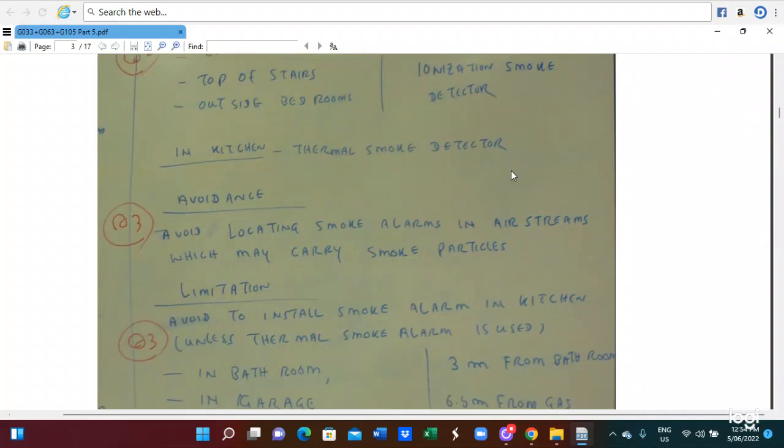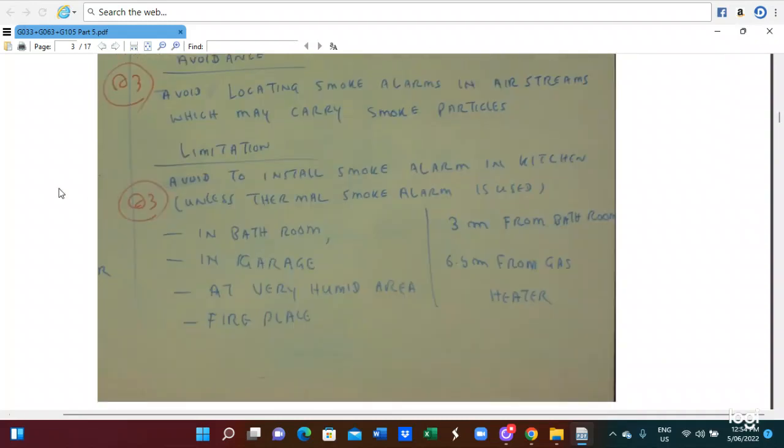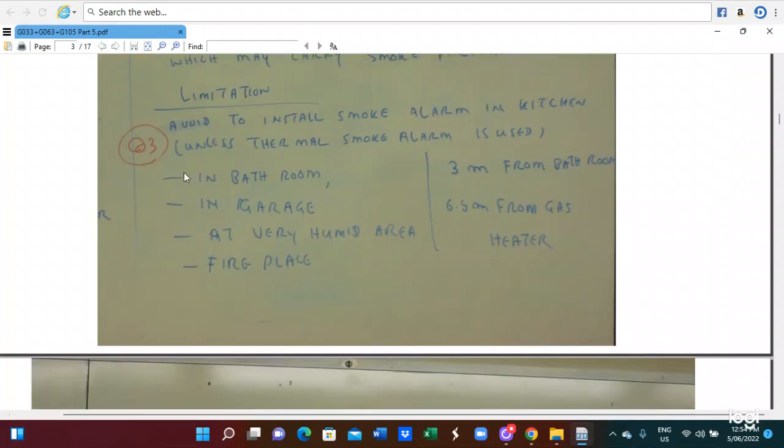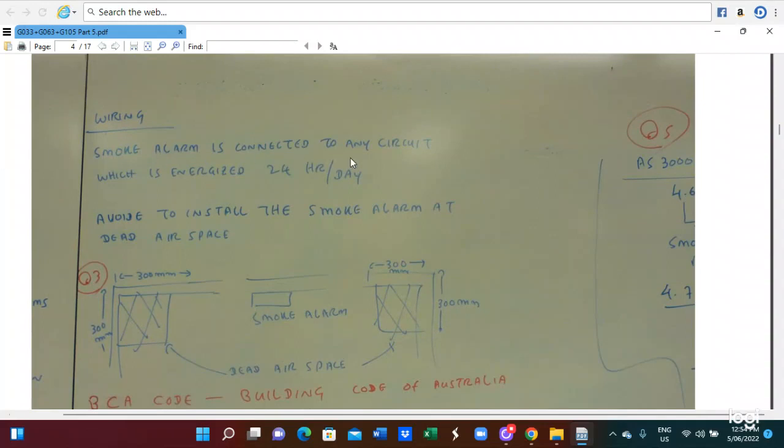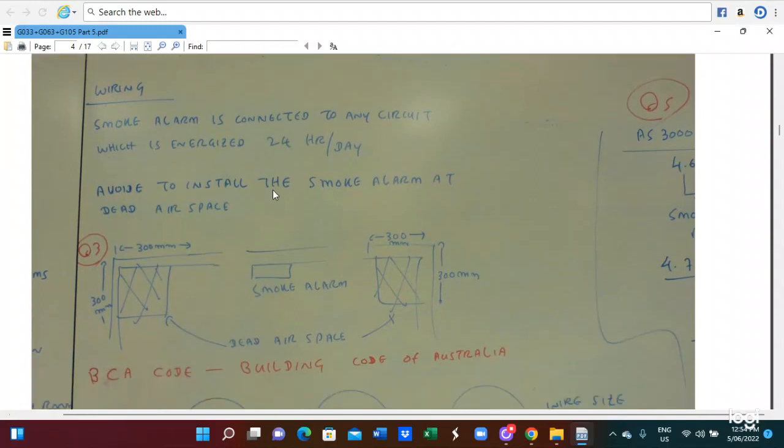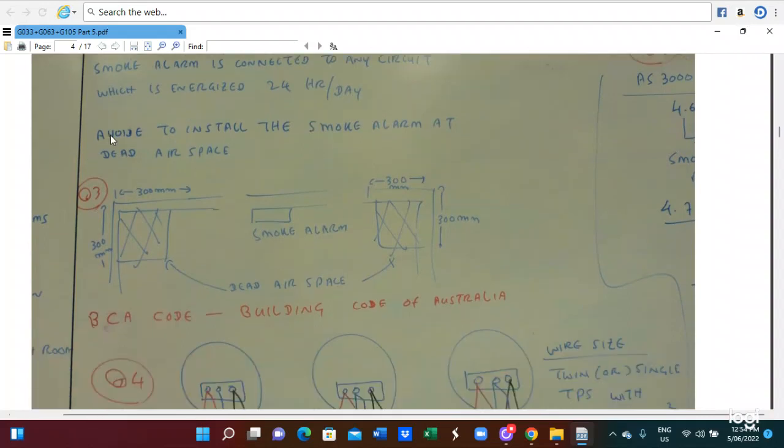We need to avoid locations in the airstream that may carry smoke particles. Limitation: also avoid installing the smoke alarm in the kitchen, unless a thermal smoke alarm is utilized. We should not use the smoke alarm in the bathroom, garage, very humid places, or near a fireplace. We should also place the smoke alarm 3 meters from the bathroom and 75 meters from the gas heater. The smoke alarm is controlled by a circuit which is energized with a 24-hour battery supply.